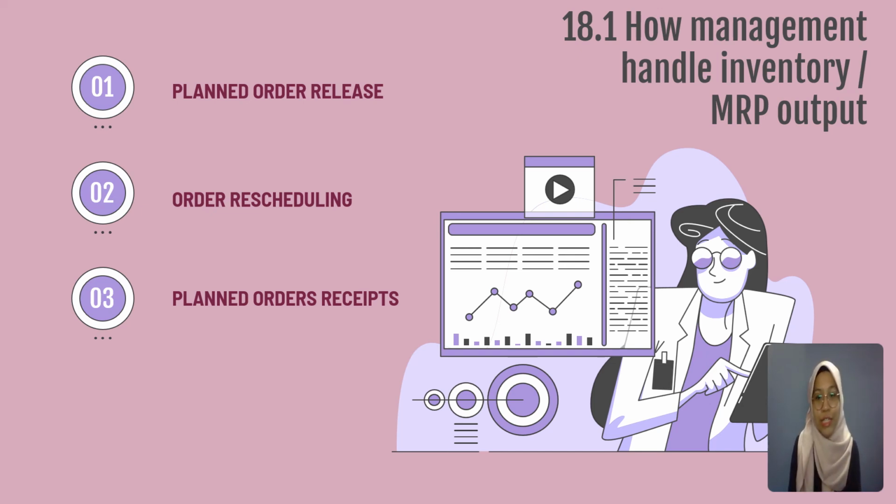Next is order rescheduling. This highlights the need for any expediting, de-expediting, and cancellation of open orders in case of unexpected situations. Lastly is planned order receipt. This is the order quantity of an item that is planned to be ordered so that it is received at the beginning of the period under consideration to meet the net requirement of that period. This order has not yet been placed and will be placed in the future. I will pass to Anis to explain more about MRP limitations.